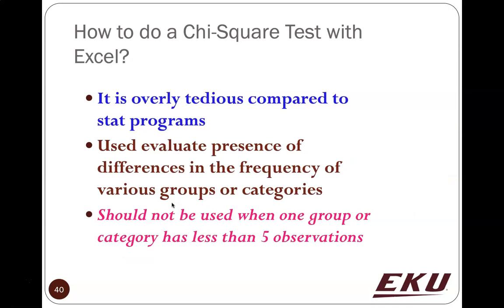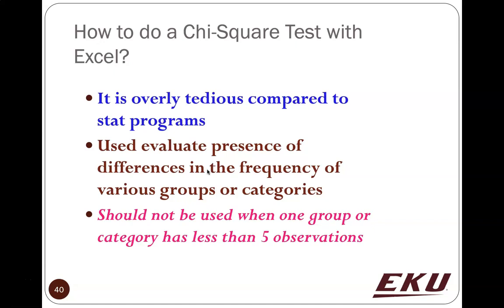Now, in Excel, it is overly tedious to do this, in my opinion, compared to the majority of stat programs. Why do we do a chi-square test? Well, we use a chi-square test to evaluate the presence of differences, or the lack of differences, in the frequency of various groups or categories. You might be familiar with the 2x2 table from epidemiology classes, where you might calculate a crude odds ratio. Well, that's similar to the chi-square test.